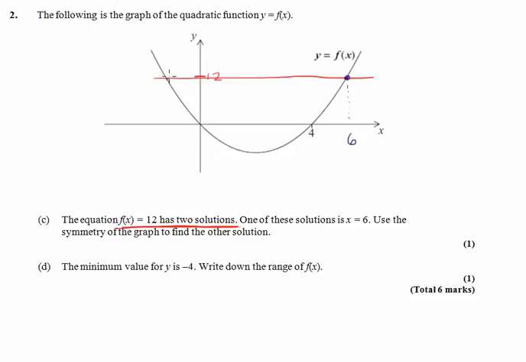Then they tell me in the problem to use the symmetry of the graph to find the other solution. And so the question is, where is that located? And again, we go back to the fact that the axis of symmetry, which we found in B, is at 2. So the distance from the axis of symmetry to these two solutions has to be equal. And so going forward to the left of 2, we're going to be at negative 2.